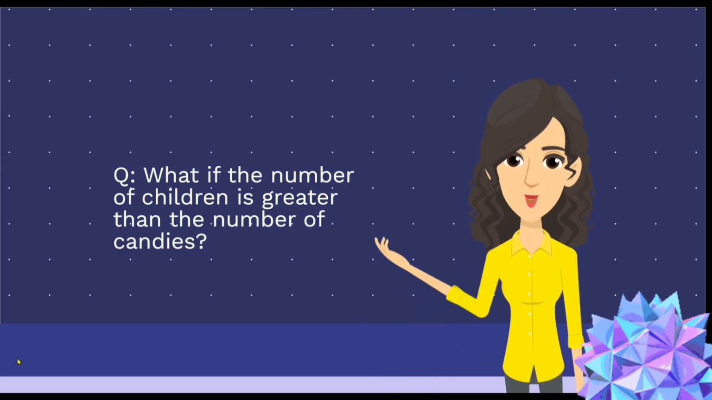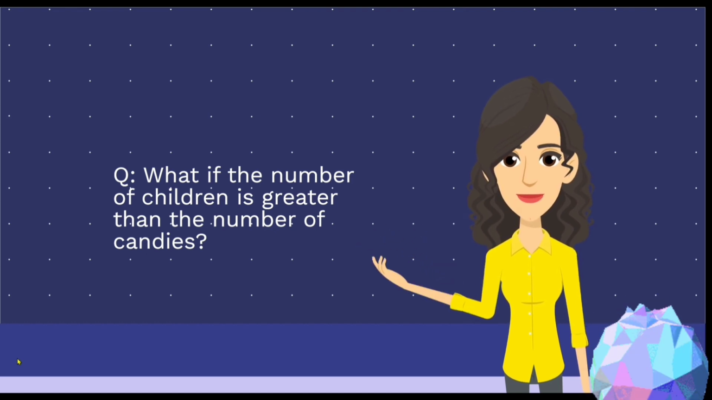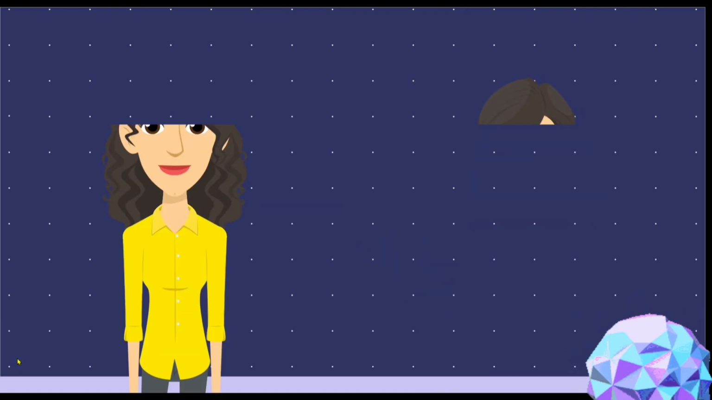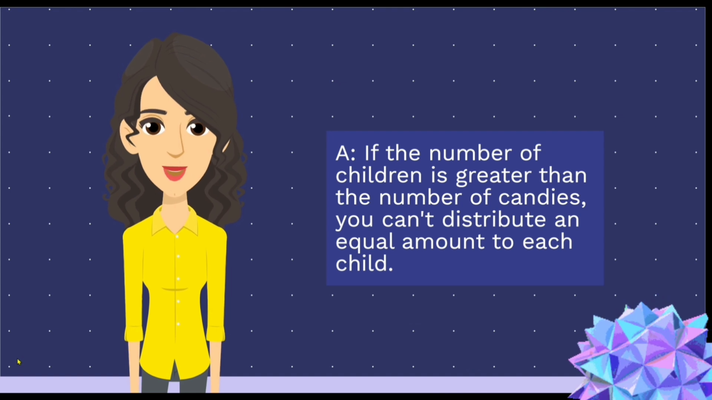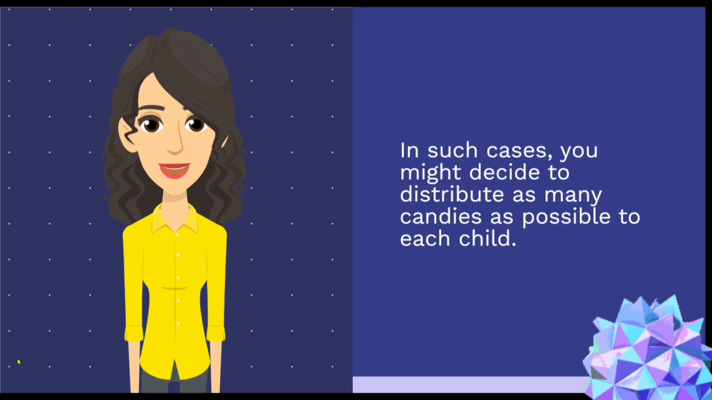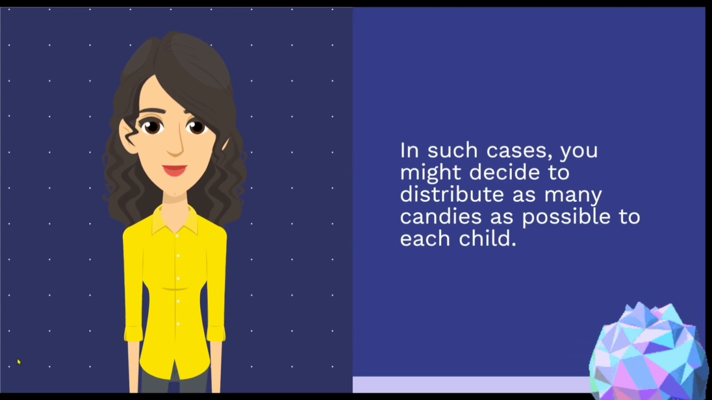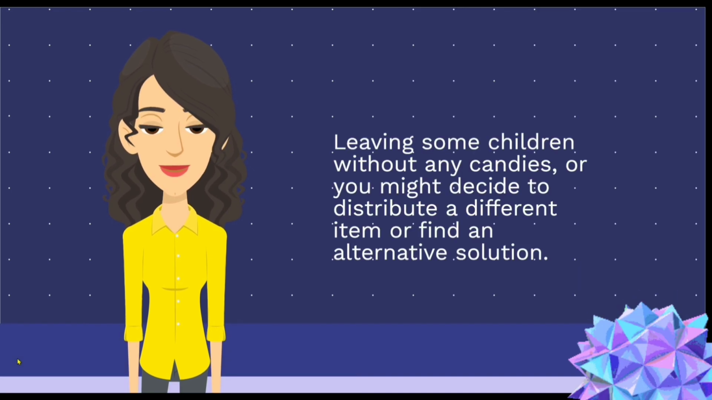Question: what if the number of children is greater than the number of candies? A. If the number of children is greater than the number of candies, you can't distribute an equal amount to each child. In such cases, you might decide to distribute as many candies as possible to each child, leaving some children without any candies, or you might decide to distribute a different item or find an alternative solution.